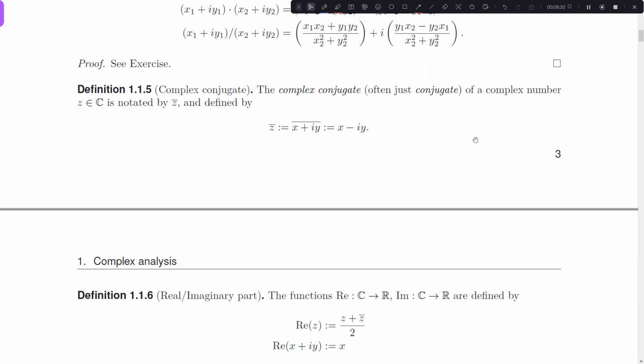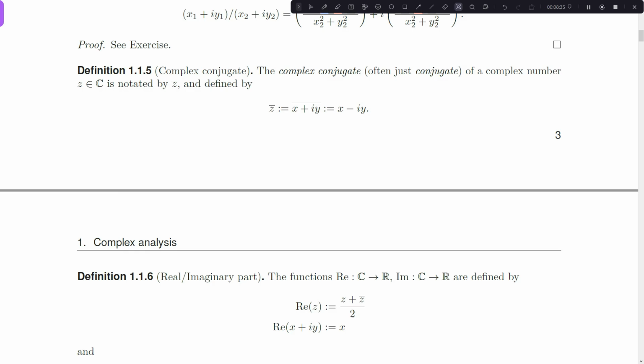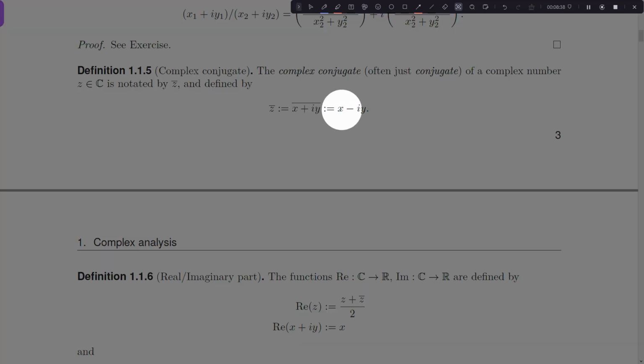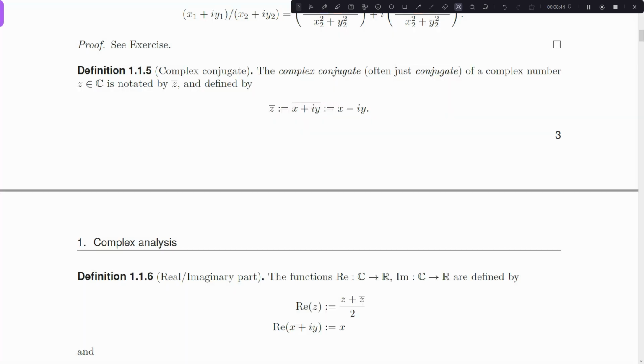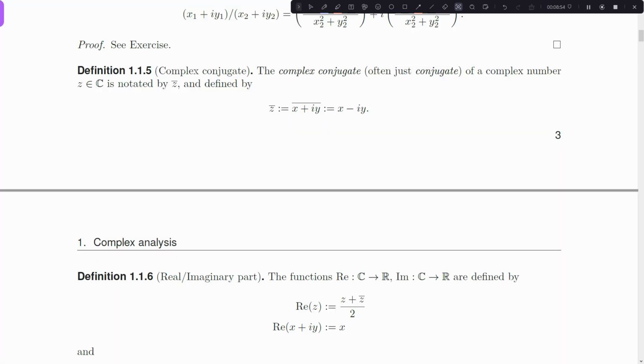This thing's called the complex conjugate. The complex conjugate we can think of as just flipping the imaginary part. We take the imaginary part and it starts out as a plus, and we flip it to become a minus. We notate that with an overline or a bar. I'm going to call it overline when you hear me say it, but you can also call it a bar.